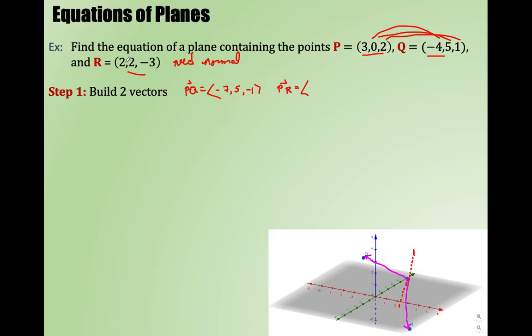PR, right, is just 2 minus 3, 2 minus 0, and -3 minus 2. So if I'm doing my math right, I get -1, 2, -5. 2 minus 3, 2 minus 0. Yep, that's right. And then those 2 vectors, what do I need?